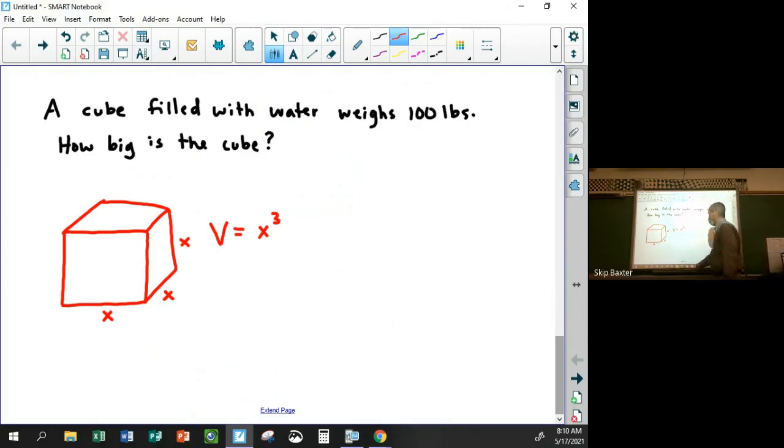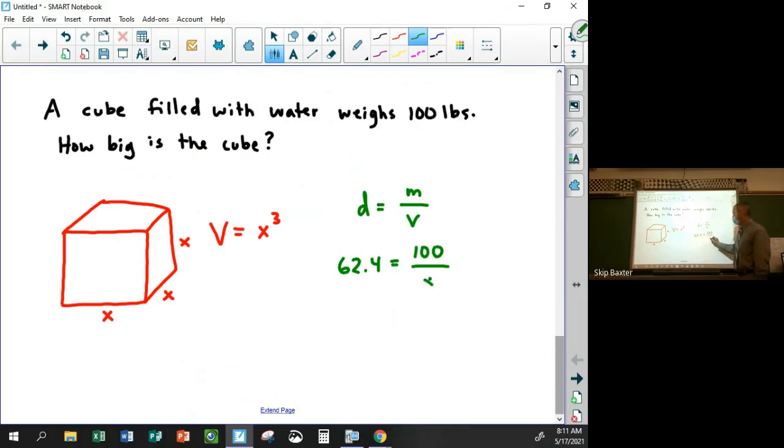So I have this formula, density equals mass divided by volume. I know what the density of water is. I just looked it up, 62.4. I know what the mass of the water is. They told me in the problem it's 100. And I just have to divide that by the volume, which is x cubed. And I just have to solve for x. Does that make sense? So how would I solve this equation for x?